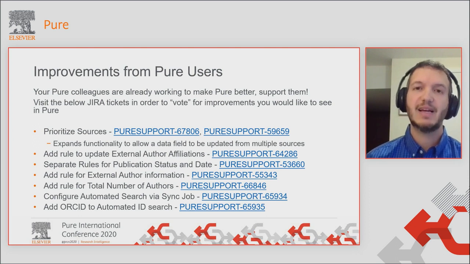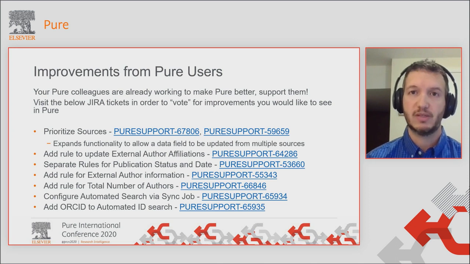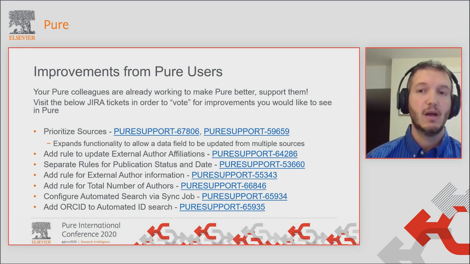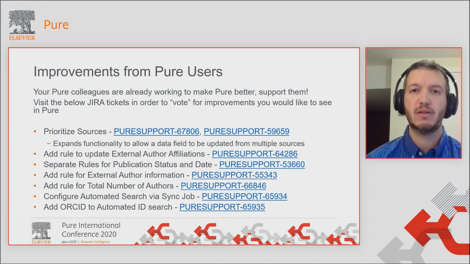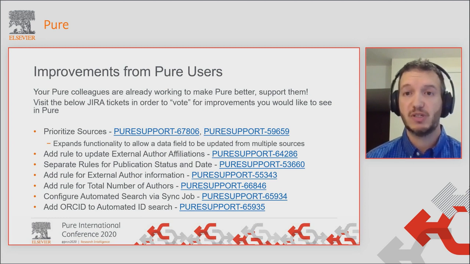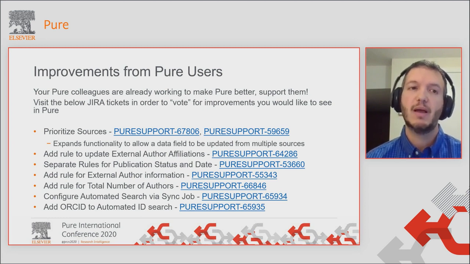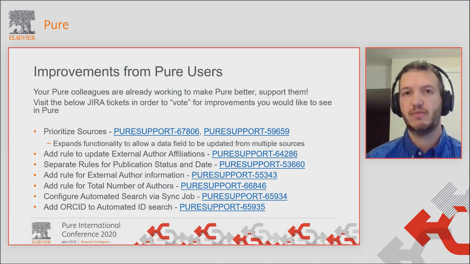Prioritize sources. As I mentioned, at the moment, you can only update data from one source. One of the suggested improvements would be to allow a hierarchy or prioritization of the sources so that if there's an update from Scopus, we take it. But if there's no update from Scopus, the field is blank, and there is an update from other sources, it might populate the field more appropriately. So you can suggest, all right, Scopus is a trusted source, but if there's no update from Scopus, maybe we might get a better update from a different source.